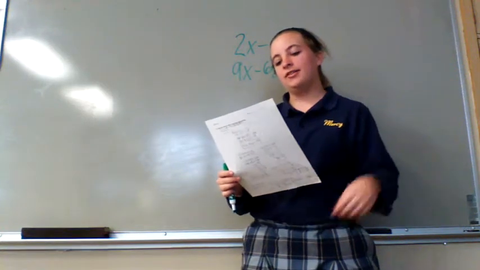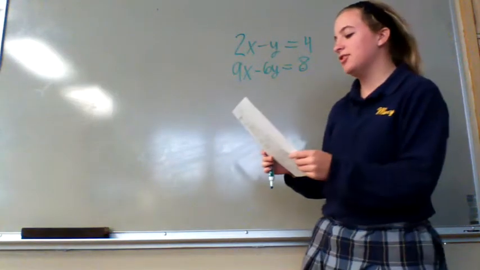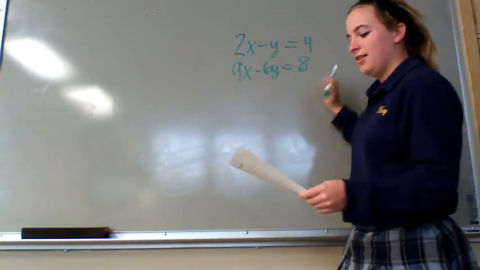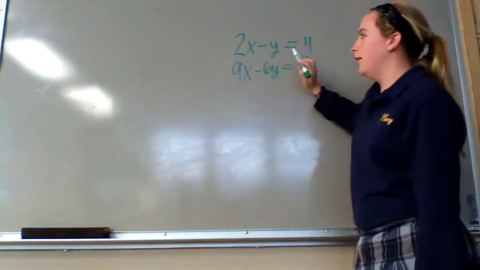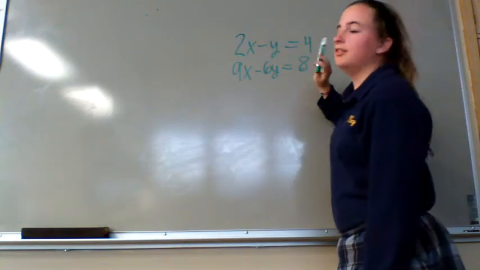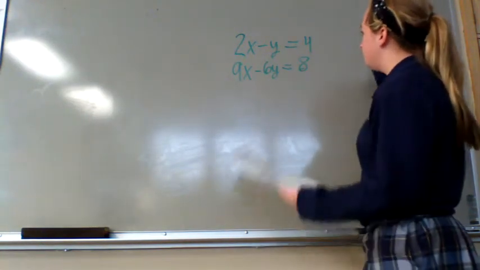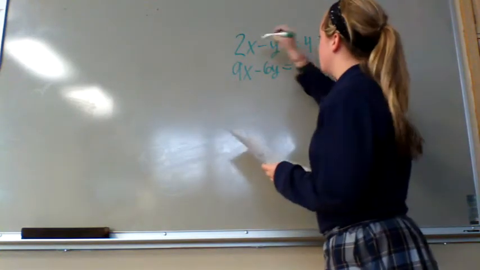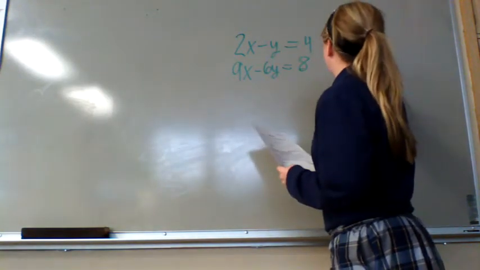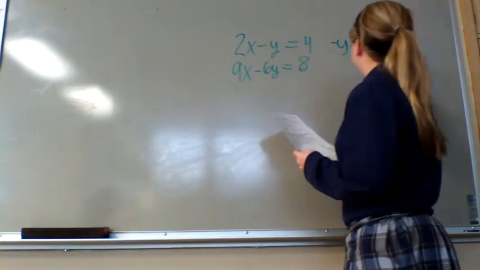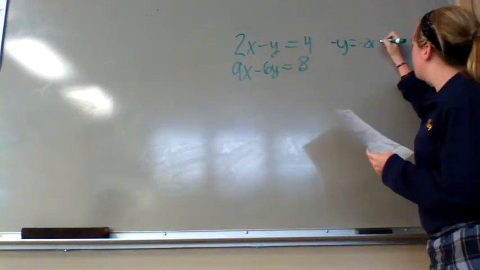Graphing calculator: graph the following systems of equations and find the solution. So that's this. What we first have to do is turn it into y equals mx plus b. I'm just going to start with the top one. You're going to subtract the 2x over, so you're going to get negative y equals negative 2x plus 4.